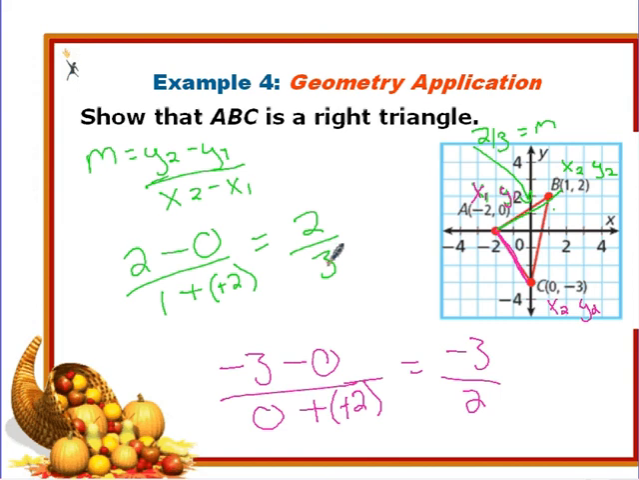Look, so this one's positive 2 over 3. So the opposite of positive is negative. That's 2 over 3. This is 3 over 2. So this is the negative reciprocal, or the opposite reciprocal of that one. So these two are perpendicular. Those are perpendicular lines, which means we get a right angle right here. And a right triangle is one that has a right angle in it, so we do have a right triangle. Make sure you get all that copied down in your notes.